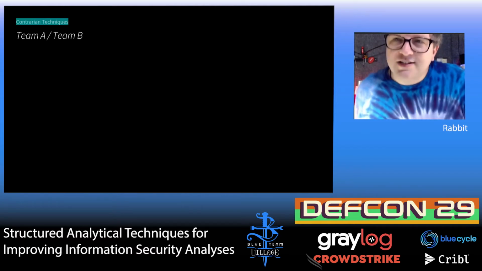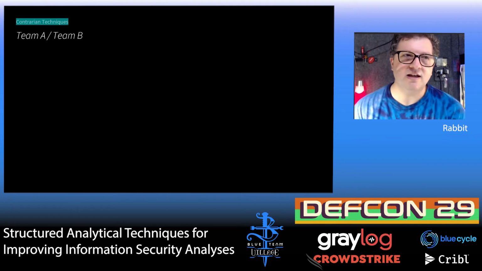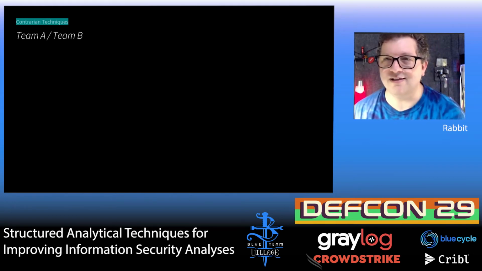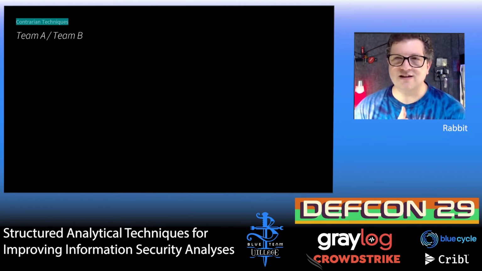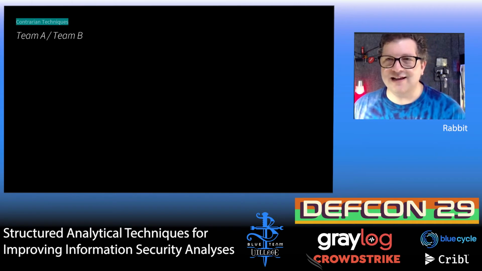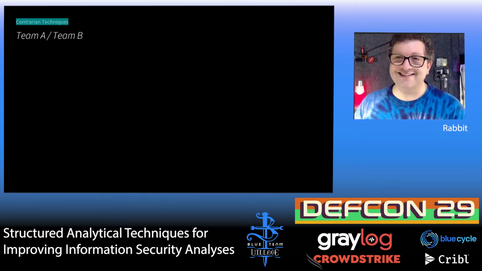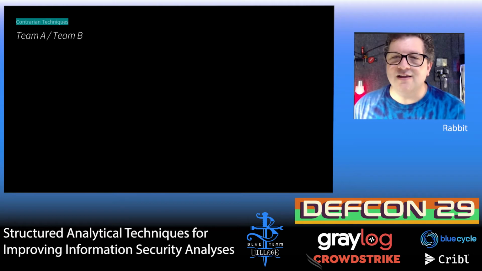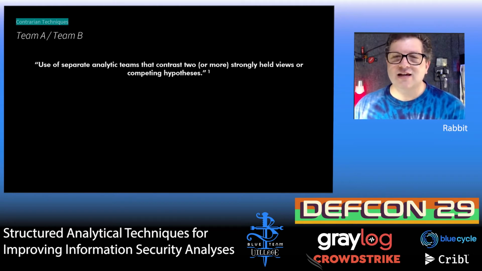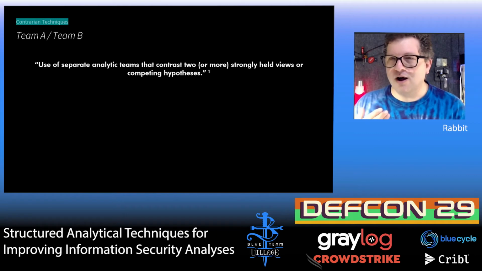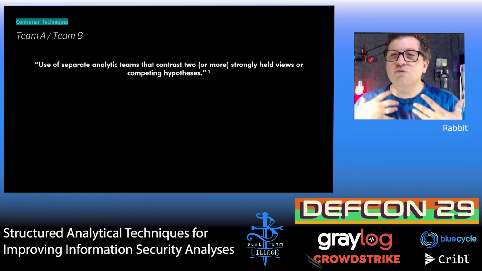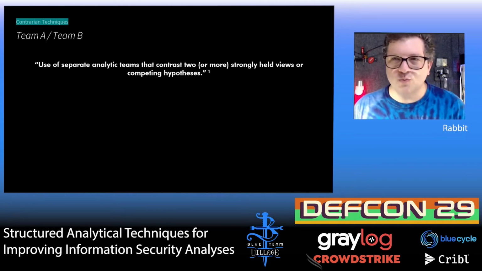Very similar to devil's advocacy is team A, team B analysis. A lot of people get these mixed up. And in fact, if you do a team A, team B analysis wrong, you can end up turning it into devil's advocacy. But there's a slight difference in that team A, team B is used when you have two potential results or final conclusions that are equally probable, or at least of equal confidence. And you're not quite sure which one is the stronger one.